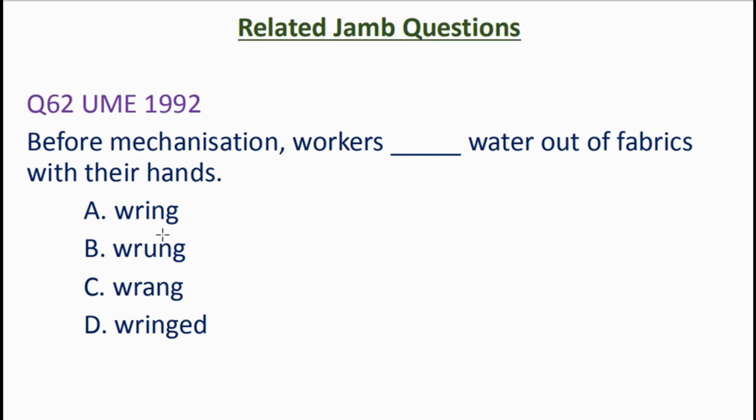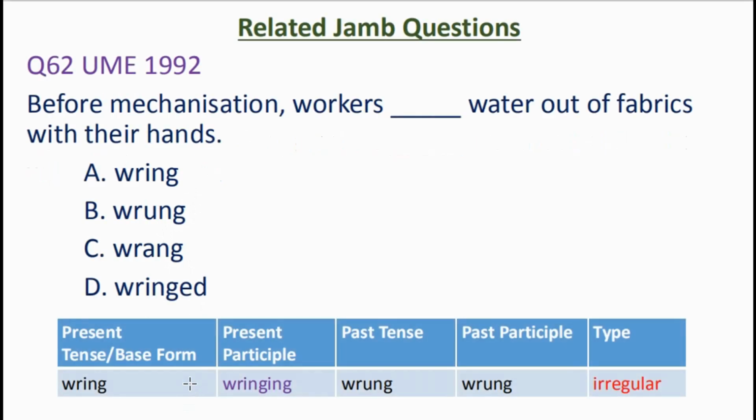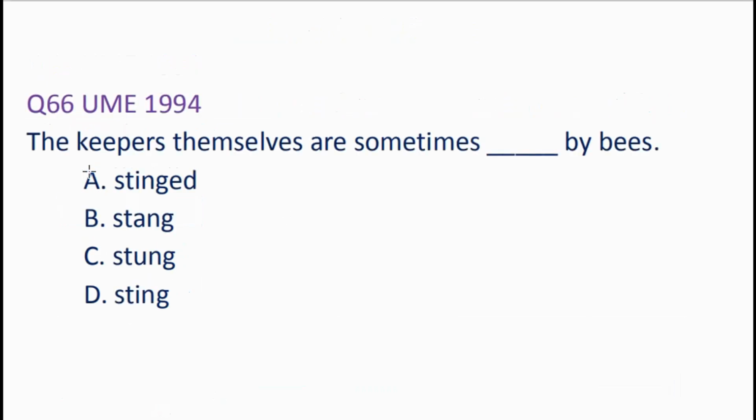So in this case, we have this particular word. We have the table here. The present tense is ring. The present participle is ringing. The past tense is wrung, and the past participle is also wrung. Before mechanization, workers wrung water. This means it has happened in the past. We are looking for the past tense, which is wrung. Which is option C.